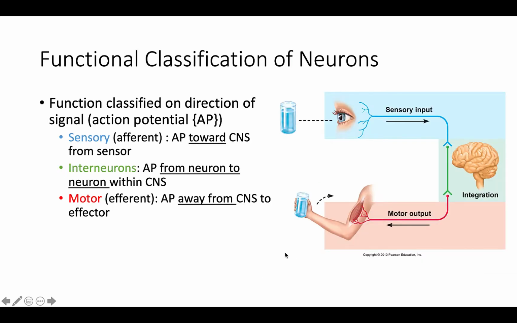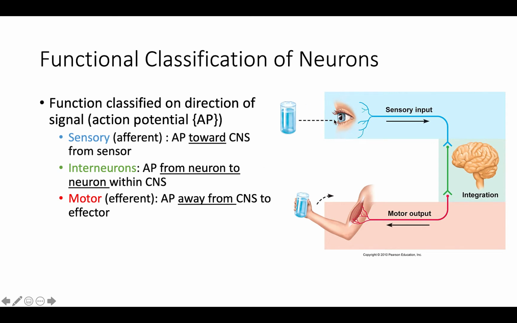So thus far we've discussed the various cells that make up nervous tissue in the central and peripheral nervous systems, but how do they function to control the human body? Well, when it comes to classifying neurons based on their function, we can separate them into three categories: sensory neurons, integration neurons or interneurons, and motor neurons. So sensory or afferent neurons are going to send an action potential toward the central nervous system, away from the sensor. Okay, so if you think afferent, think of away from the initial stimulus.